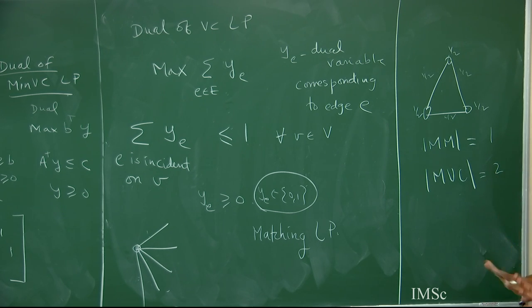Okay, so in a general graph, it is not necessarily true that the maximum matching and minimum vertex cover sizes are the same. Here is a counterexample. But in bipartite graphs, they both are the same, and that's what we wanted to show using all this LP duality. So how do I show it for bipartite graphs?